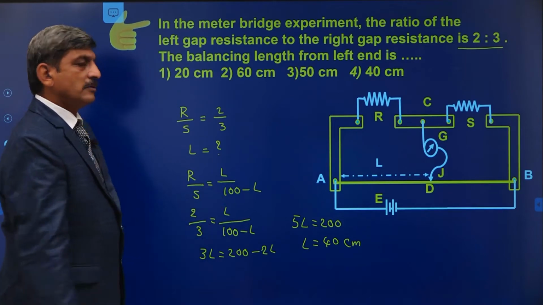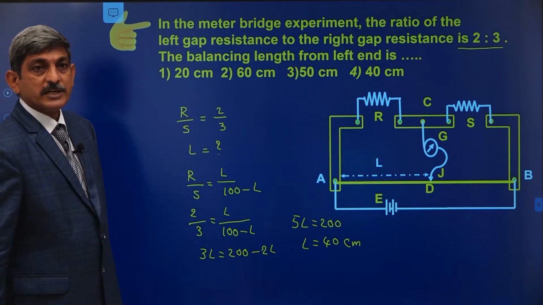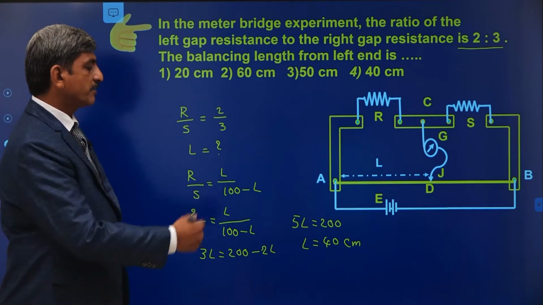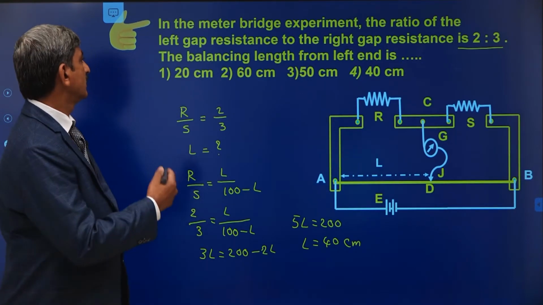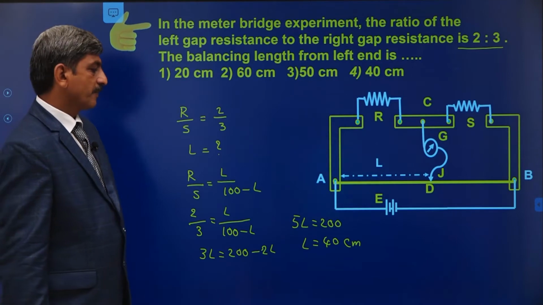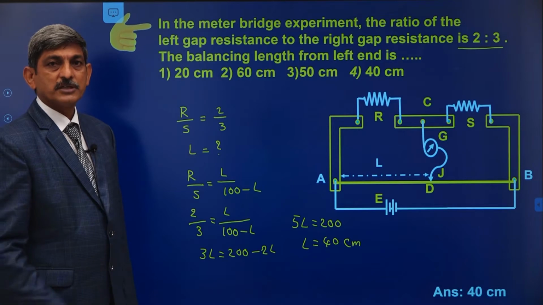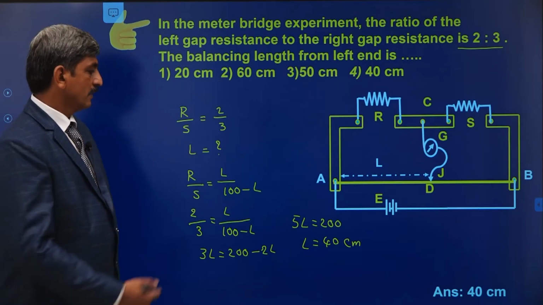So by applying the balancing condition of the meter bridge, by substituting the ratio of R to S, we obtain the balancing length. So the answer is 40 centimeters from the left end, right?